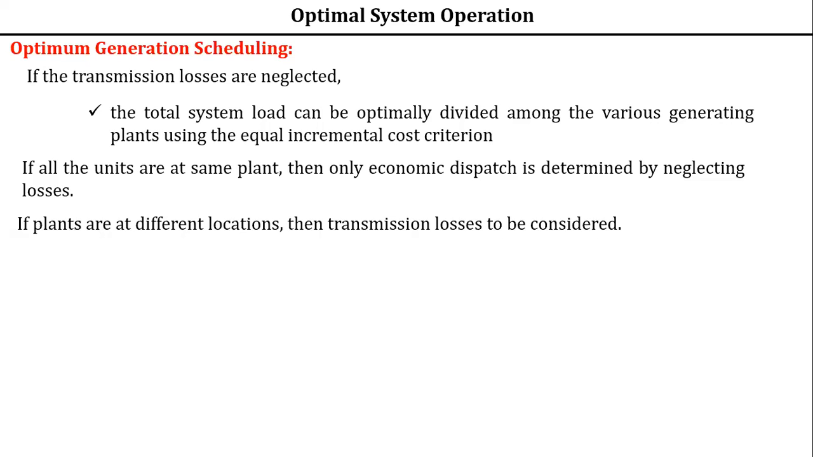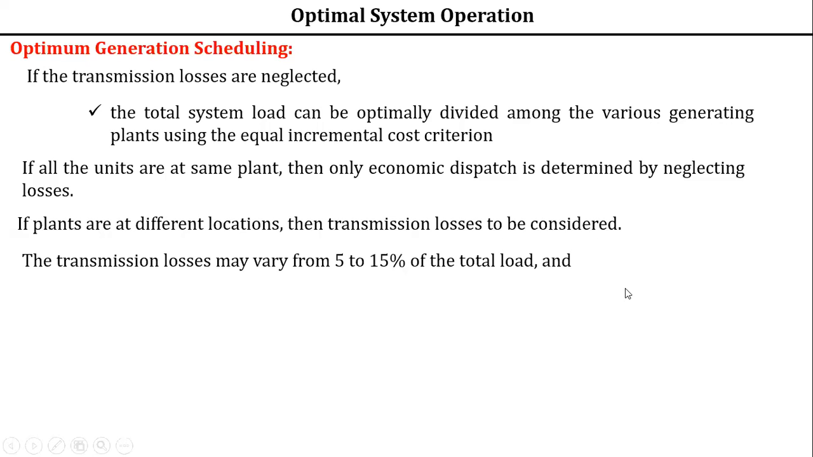If plants are at different locations, obviously we have to consider the transmission losses. Now, these transmission losses actually may vary from 5 to 15% of the total load. So this is generally what we say, 5 to 15% of the total load, but practically if you see it, it will be almost up to 25 to 30% in India. So these losses will be there, 25 to 30%.